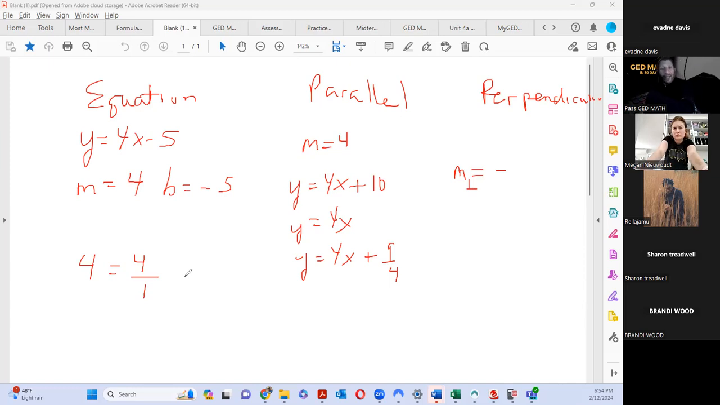That's why a lot of students don't know how to find the slope of a perpendicular line when you're given a whole number. To change any whole number to an improper fraction, you just put it over 1. So now when we flip it, we get 1/4. So the slope of any line that's perpendicular will be -1/4.